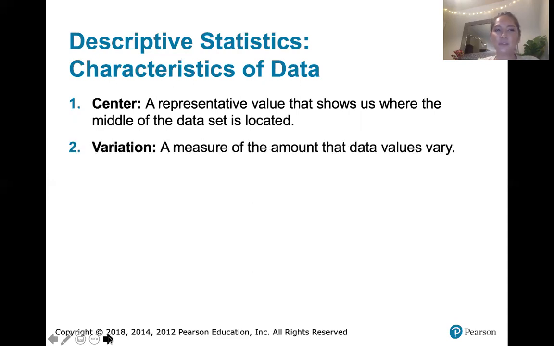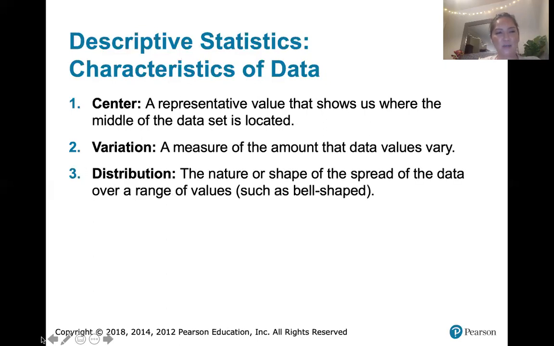We're also going to discuss variation. Variation is a measure of how much those data values vary. Are they all exactly the same? Or do they vary a little bit? Or do they vary a lot? We're going to measure that with numbers, and those numbers are called statistics if they correspond to samples.